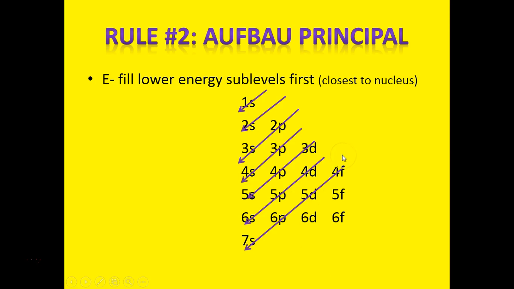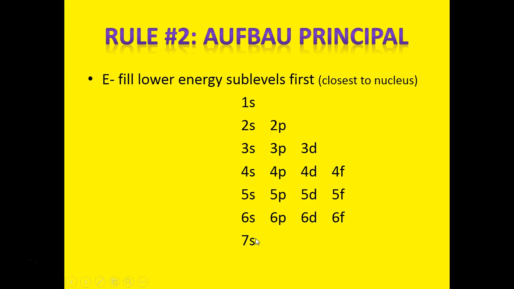As you go through this, you can kind of see some patterns. In the first energy level, we only have an S sublevel, so it's just 1s. In the second energy level, we have S and P. In the third energy level, we have S, P, D. And then we just say SPDF, SPDF, SPDF for the other ones.